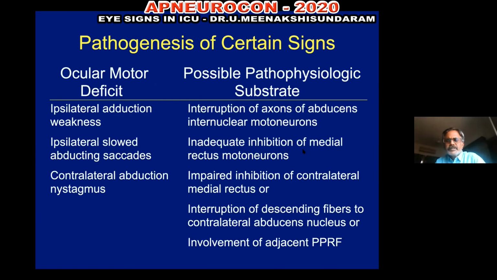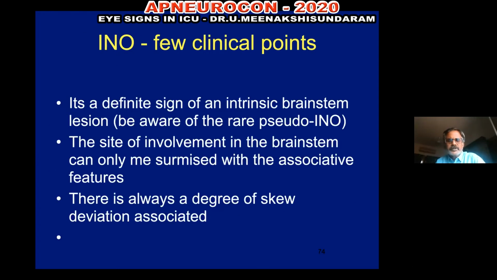The pathogenesis, this is for another time. We probably won't have much time because we have some more videos to see. But there are a few clinical points to know about INO. It is a definite sign of intrinsic brainstem lesion, but we should be aware of the rare pseudo-INO, which can occur in myasthenia gravis.